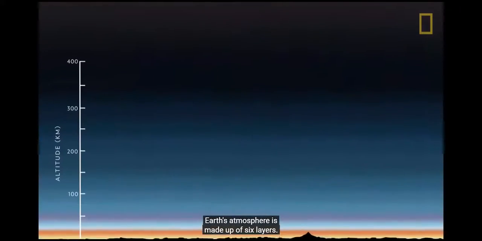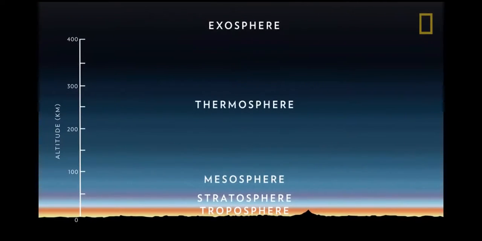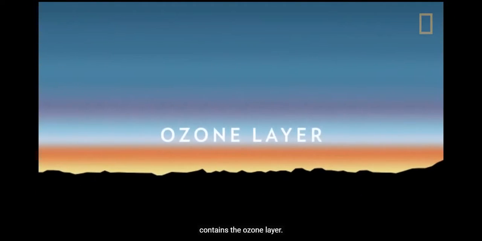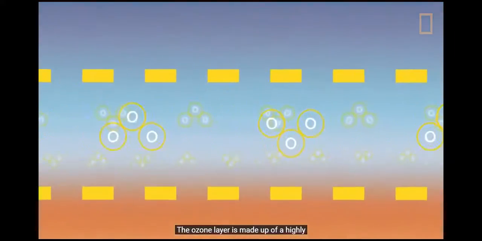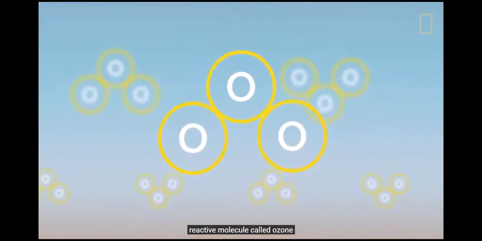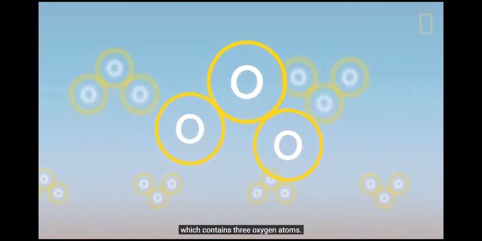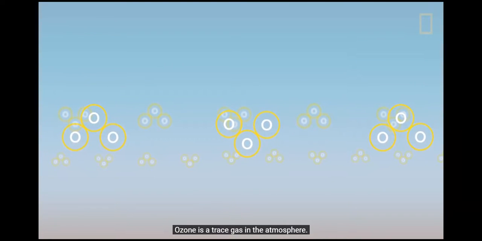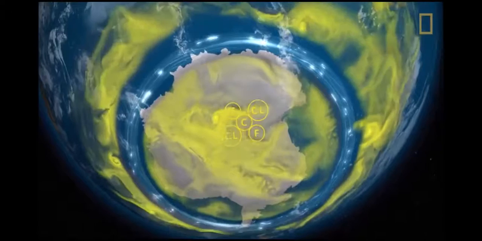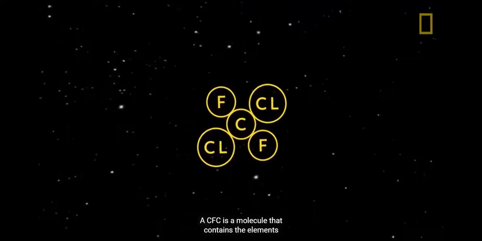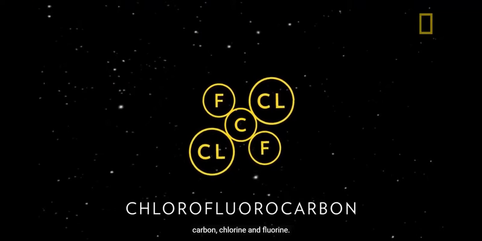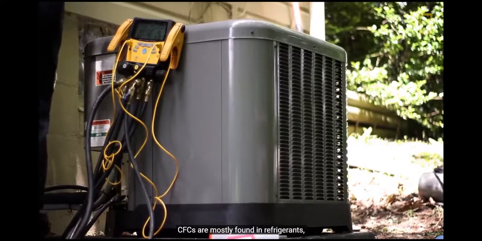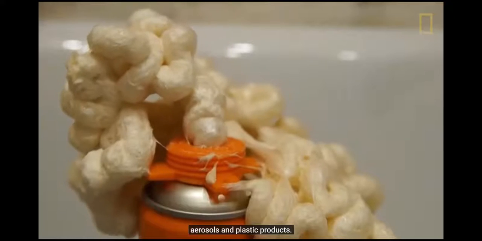Earth's atmosphere is made up of 6 layers. The second layer, called the stratosphere, contains the ozone layer. The ozone layer is made up of a highly reactive molecule called ozone, which contains 3 oxygen atoms. Ozone is a trace gas in the atmosphere. A CFC is a molecule that contains the elements carbon, chlorine, and fluorine. CFCs are mostly found in refrigerants, aerosols, and plastic products.